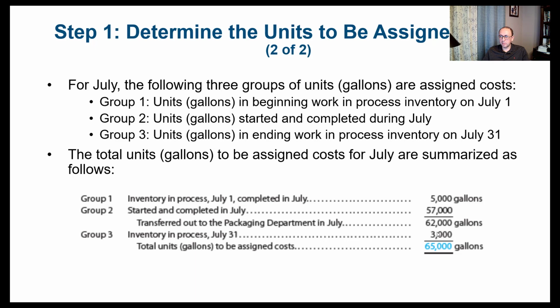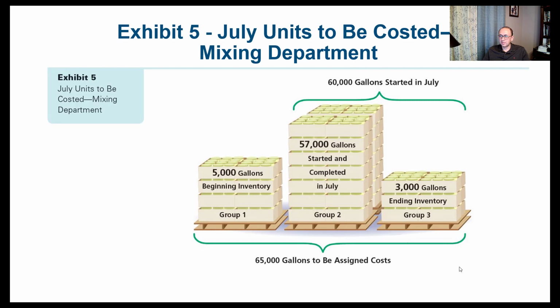Remember, the 3,000 were only completed 25%. So I think this would give us a better understanding of the whole picture. So, July units to be costed for the mixing department. Again, remember, we started with 5,000 gallons. That's our beginning inventory, group 1. That was moved forward to us from the month of June. We started working on it in June, but we didn't finish it. We didn't send it to the packaging department yet. Why? Because they were not completed. They were only 70% completed.